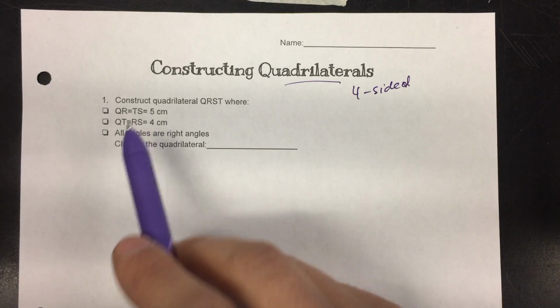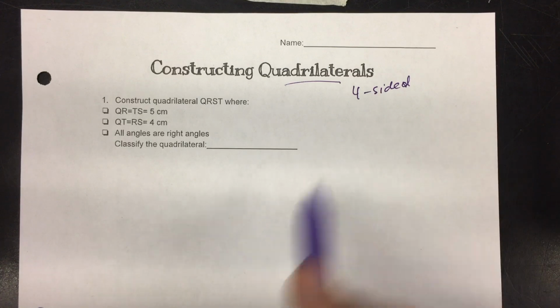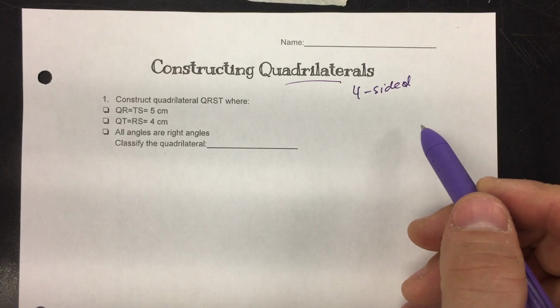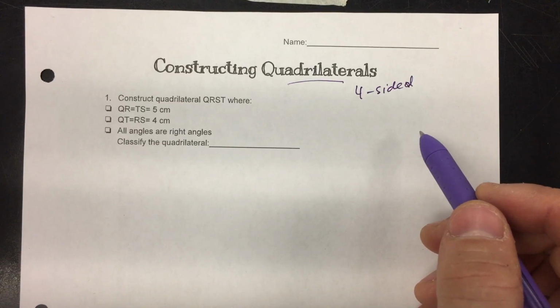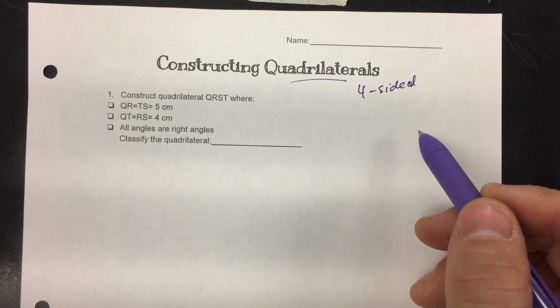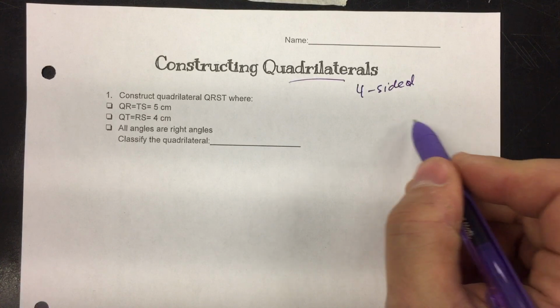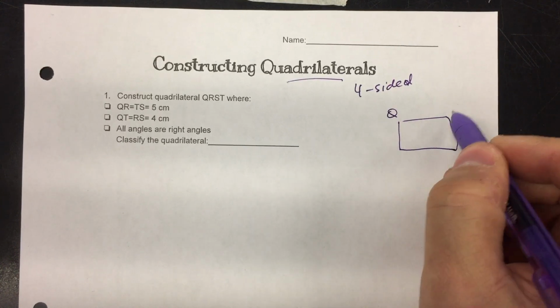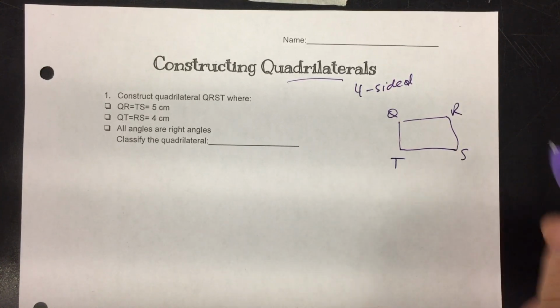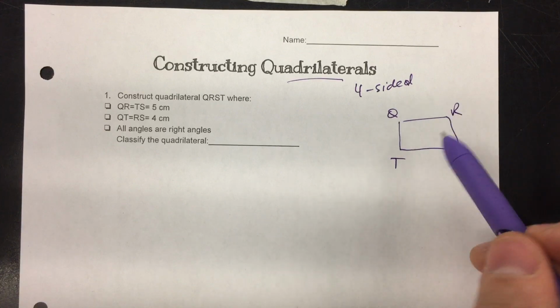So in this first one, what I like to do is just draw a little sketch over on the side. And it doesn't matter if the sketch doesn't really look like the actual one, but it gives me some insight into how this might look in the end. So quadrilateral QRST, that means QRST, it'll go in that order.